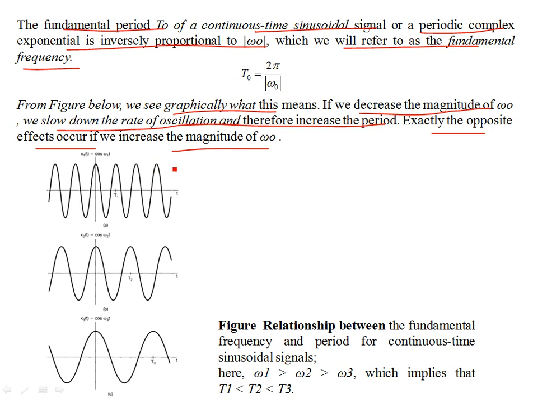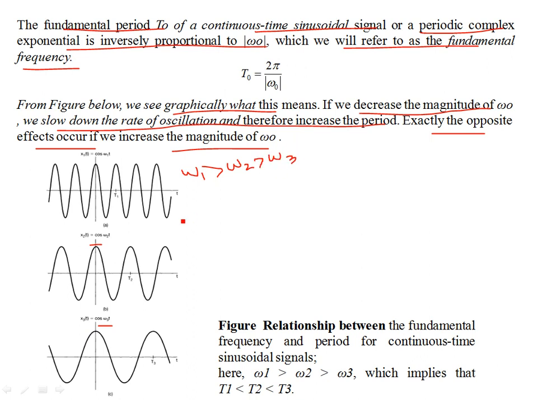So for example, over here, this omega 1 is greater than omega 2 over here, right? The rate of oscillations is high, so the frequency of occurrence is high. The number of cycles per second is higher. And similarly, this is still higher than the third case, which is omega 3. So omega 1 is the highest frequency.